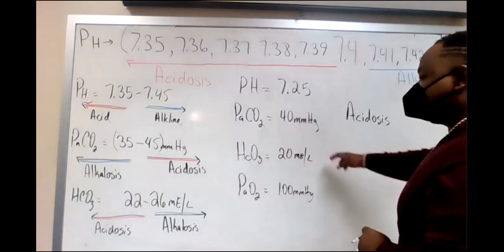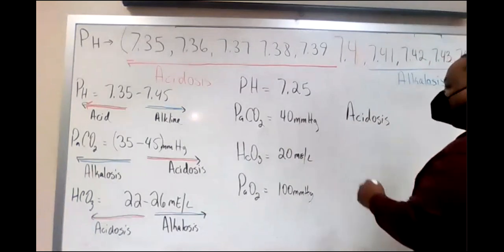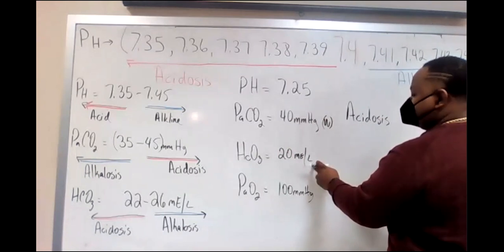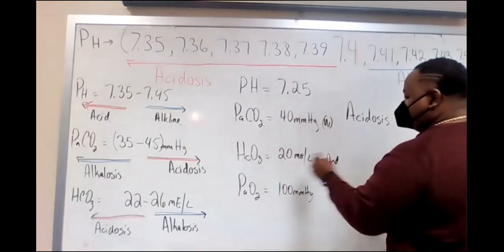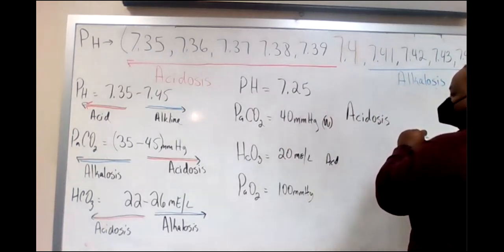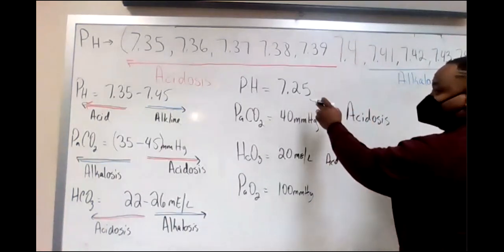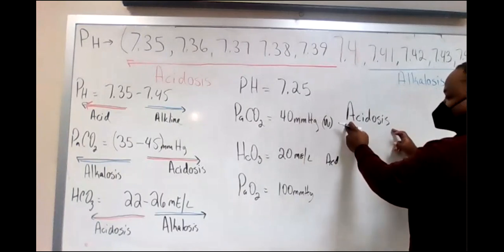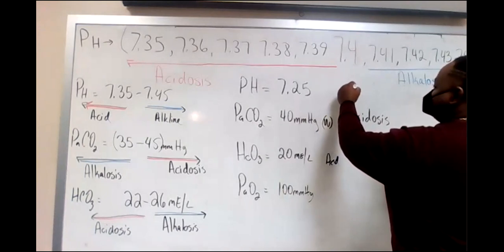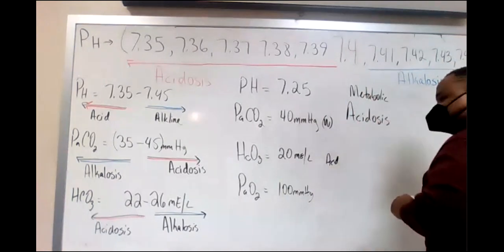All right. Let's find out who's causing the problem. What is CO2 doing right now, Kelsey? It's normal. What is bicarb doing? Acidosis. So who's causing the problem? It's respiratory. No. Whoever's causing the problem. Metabolic. So whoever's causing the problem is the one that's matching pH. So pH is acidosis. The only one that's acid is bicarb. So it is a what? Metabolic. Metabolic acidosis.